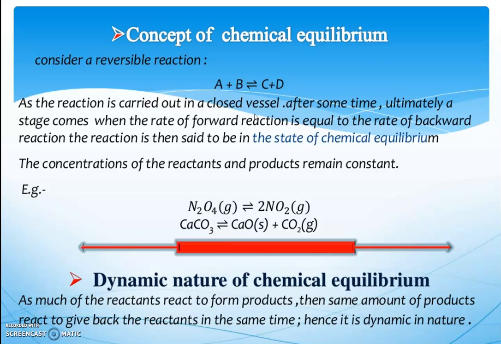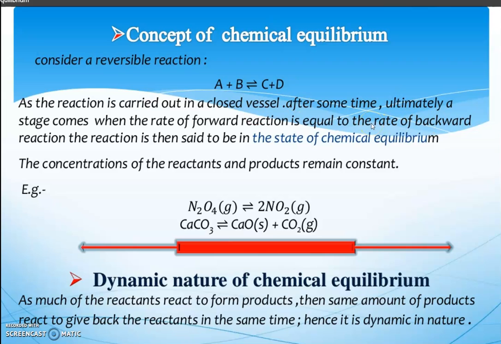So there is no change of matter into the surroundings. The reaction occurs here only. After some time, what will happen? An equilibrium will be attained, that is, the rate of the backward reaction is equal to the rate of the forward reaction. The reactants convert to the products, and at the same time the products convert to the reactants at the same rate.